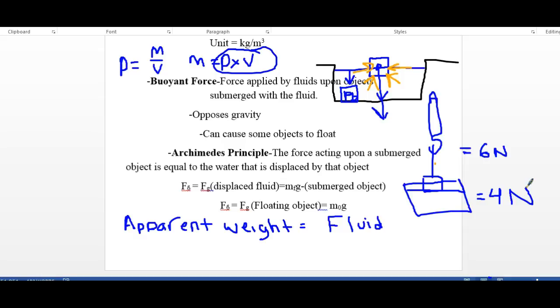What's really helpful is if we realize that this helps us figure out the buoyant force, F of B. Because if we know the weight of this is 6 newtons, and we know the apparent weight when we submerge it is 4, then we know there must be 2 getting canceled out some way, and that 2 newtons canceling it out is the buoyant force. So that can help us figure out the buoyant force, or F of B. So keep that in mind.